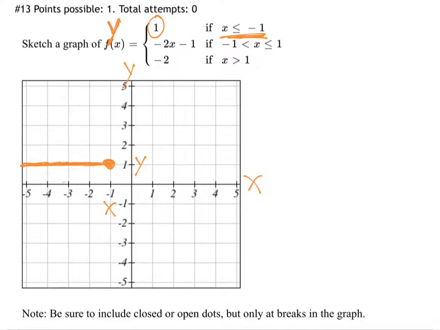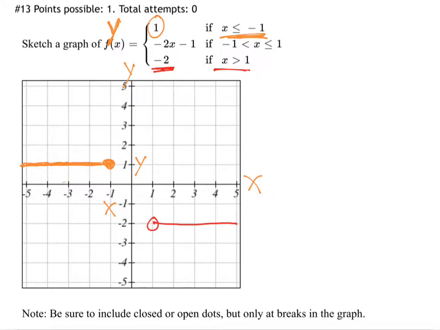Let's jump to the right piece. Negative 2 is your height for x values greater than 1. Can you put that on the graph? Height of negative 2 for x values greater than 1. Open dot or solid dot? Open, greater, not greater or equal. It's not right on the money, it's just close to it. So that would be right like this, wouldn't it? Does everybody see that? That's the right.